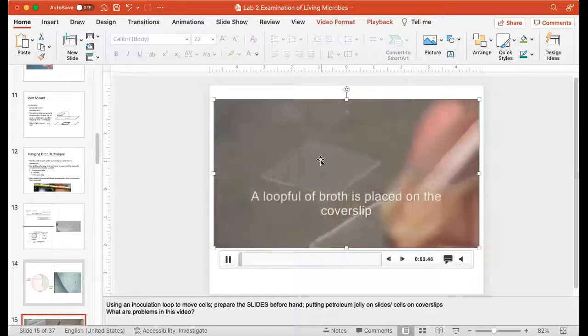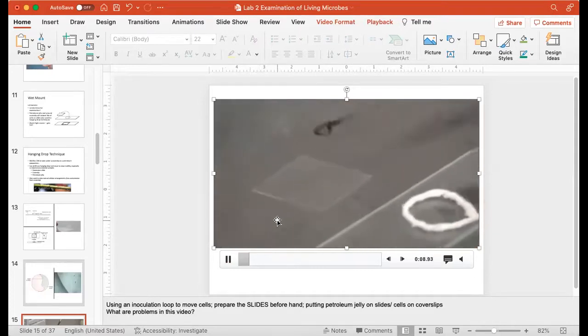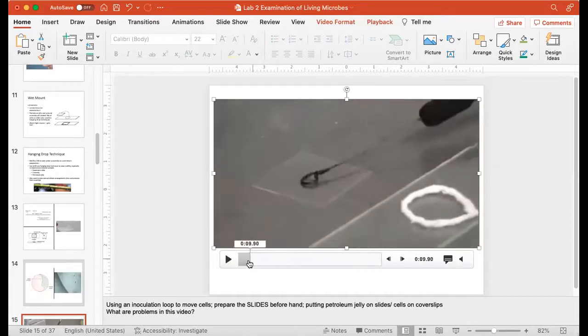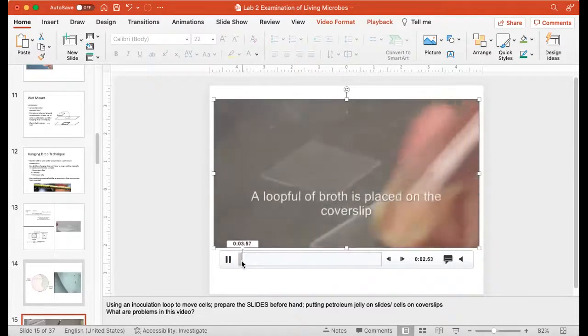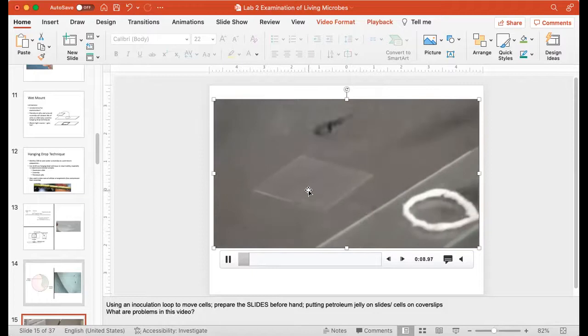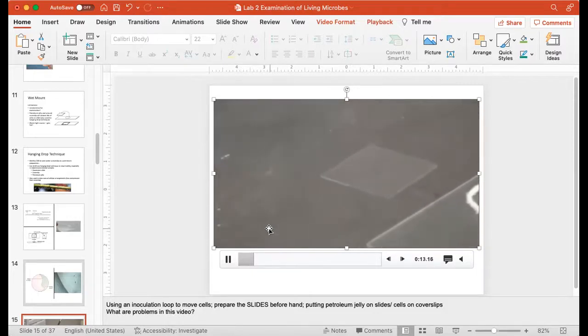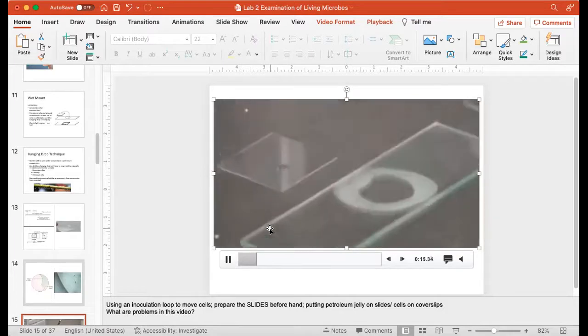So here's the loop. Notice when she comes down, she's going to put a loop full of this liquid onto each cover slip. See that little wire loop? That's an inoculating loop. She's pulling up just the tiniest little amount of liquid with that loop, a tiny drop, and putting it right in the middle of the cover slip. She's going to put one drop on each cover slip.